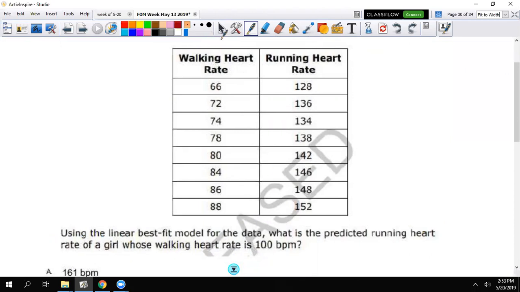So if walking heart rate is X, what would Y be? We want to figure out, if the X value is 100, what's Y? So we're going to go back to Desmos, and I'm going to pause it just briefly while I go back to Desmos and enter my data, okay?